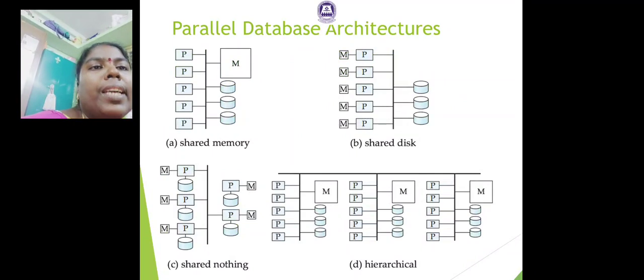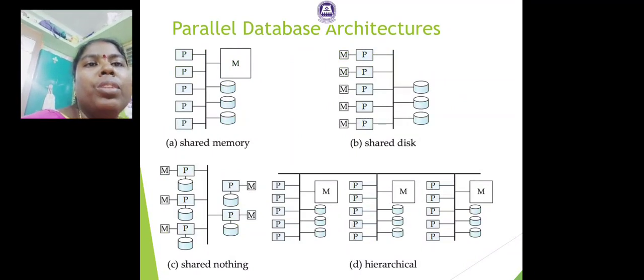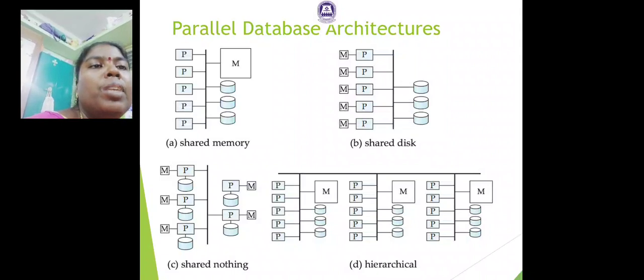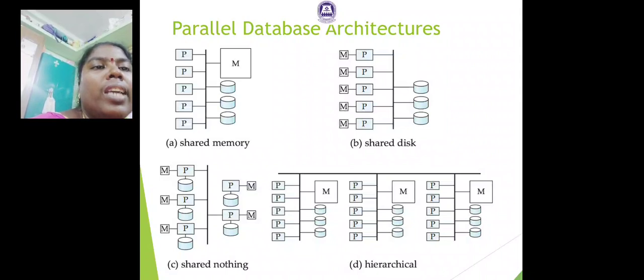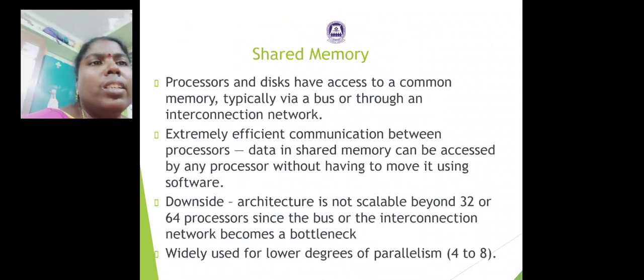So this is the diagram of shared memory. First one represents the shared memory, so only one memory is available there. Next one is shared disk. Every processor has separate memory, but the disk is shared. Shared nothing means every processor has its own individual memory and also its own individual disk. Hierarchical is a combination of shared memory, shared disk and shared nothing architectures.